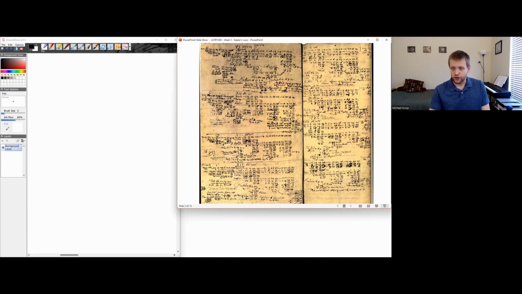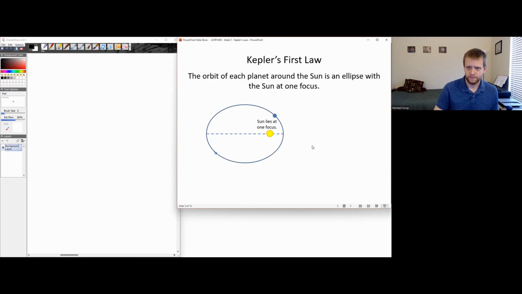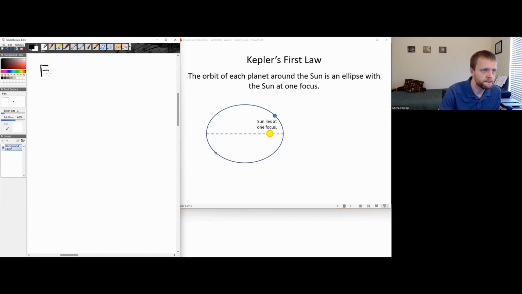And these are the laws that fit the data that was available at the time. So let's talk about these three laws. We're going to look at some simulations of these orbits in practice. So let's start playing around with this. So Kepler's first law, let's write this down, is that the orbit of each planet around the sun is an ellipse with the sun at one focus.